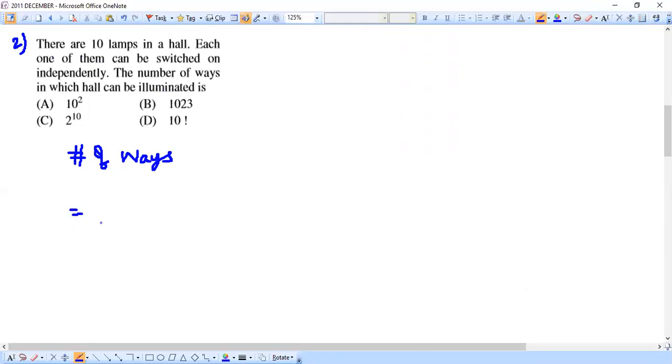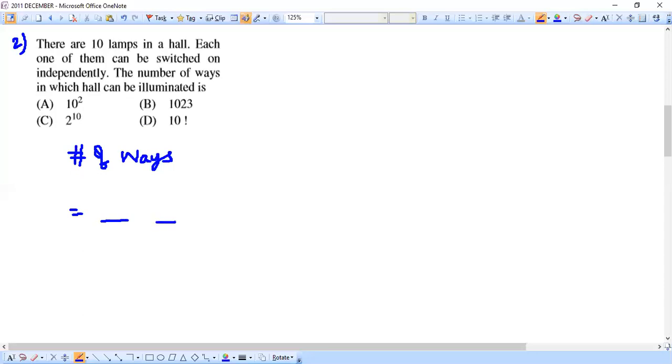Again, a very similar question we have done a few sessions ago. I think 2 or 3 sessions ago, while we were solving this kind of previous year's questions, we got a very similar question there, but there we got it as true or false questions. If you remember that video, we saw it as 10 true or false questions, but here we just have it as 10 lamps.